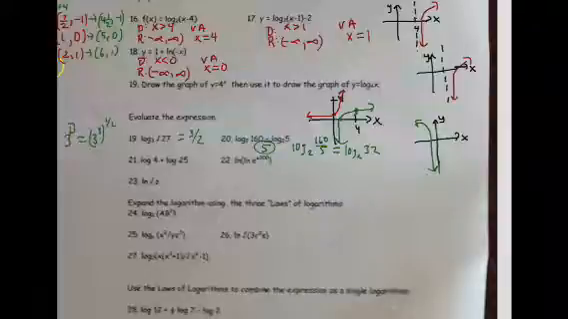Number 21. This is log of 4 times 25, which is 100. So 10 to what power gives you 100? The answer is 2.